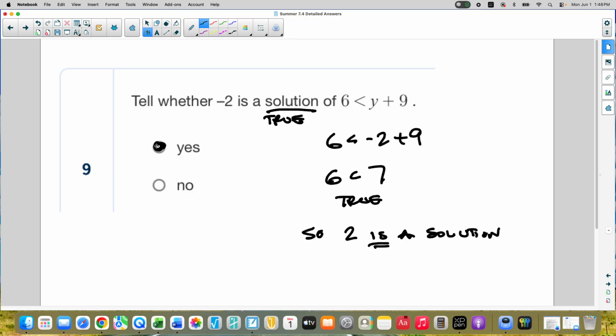So my answer is yes, it is a solution. The solution isn't 6, the solution isn't 7. The solution to this inequality, one of them, is negative 2. So negative 2 is a solution.